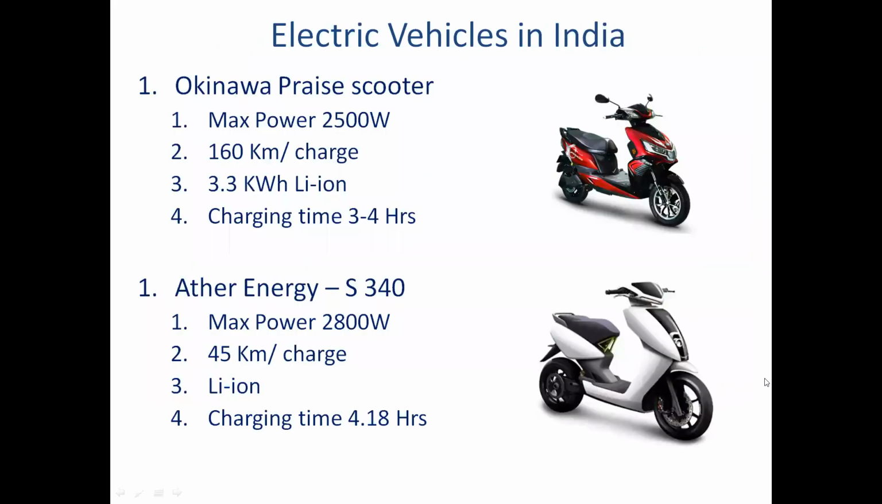Now if you go for a two-wheeler, there are Okinawa Praise scooter and Ather Energy. You'll find these in our Indian market. If you compare them, the maximum power is between 2500 to 2800 watt. The range of Okinawa is 160, whereas Ather has 45 kilometers per charge. It has a lithium ion battery. Charging time is 3 to 4 hours for both.